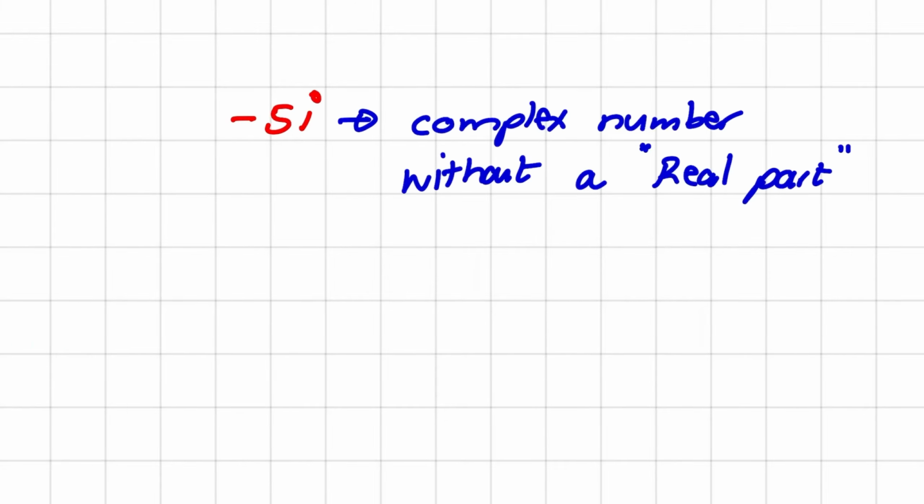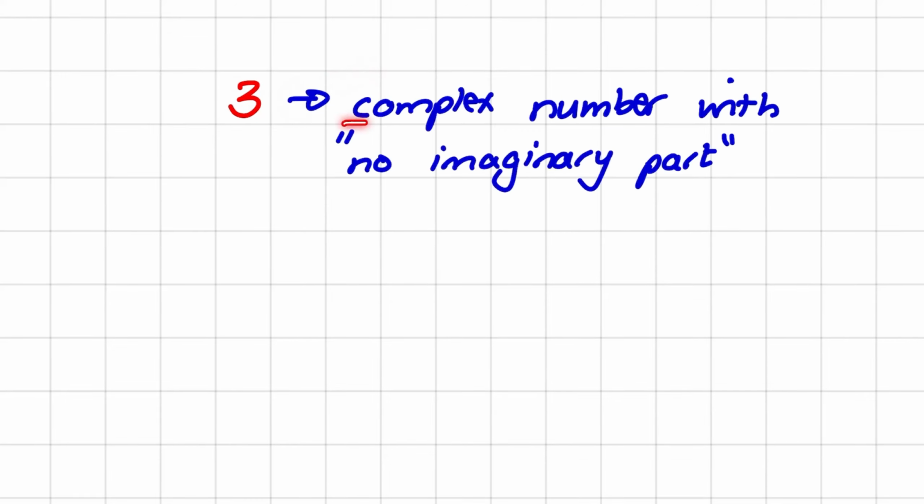Let's say, for example, we just have -5i. So -5i is also known as a complex number, but it does not have a real part. So there's not a real number in front of -5i or combined with -5i. But alone, this is also a complex number. And if we look, for example, at the number 3, the number 3 is a real number, but it's also a complex number with no imaginary part. So a real number can also be known as a complex number.